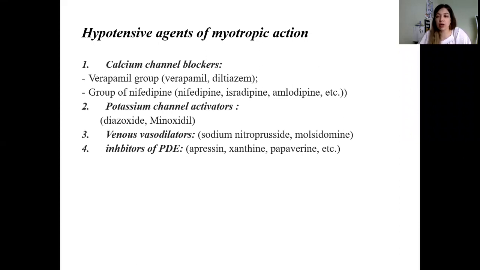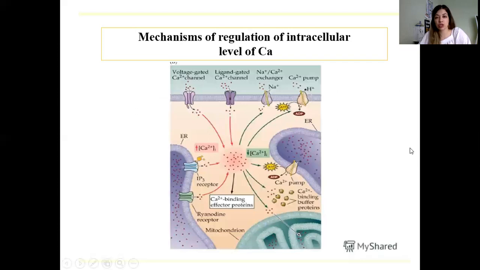Okay, and talking about the first group, calcium channel blockers. Why is it very important to maintain the low level of calcium inside of the cell? How do we actually get calcium inside of our cells? The level of intracellular calcium depends on many different transporters and many different systems. Let's see what they are.